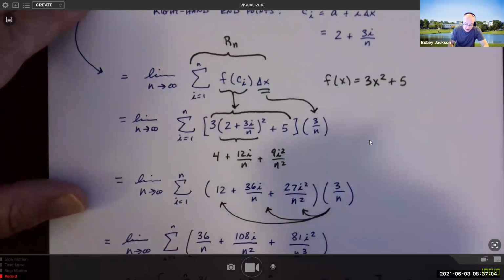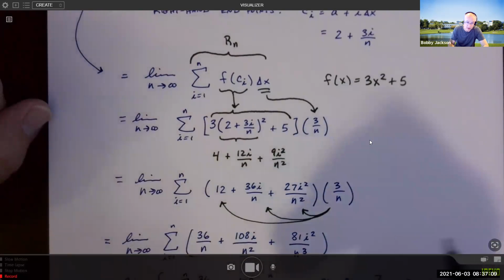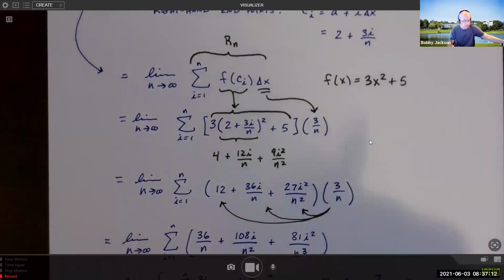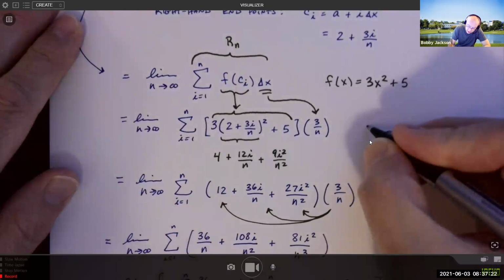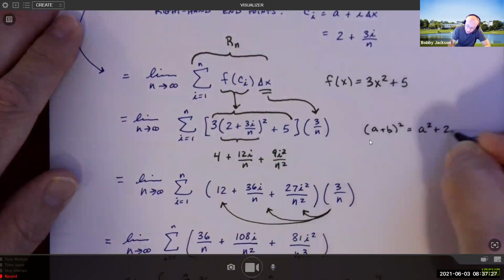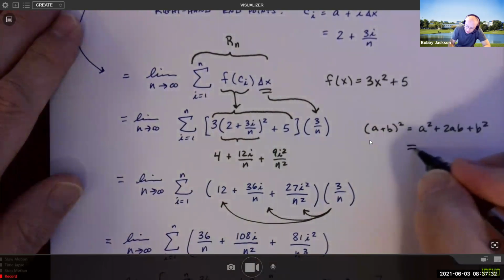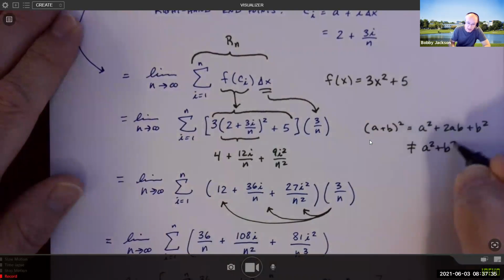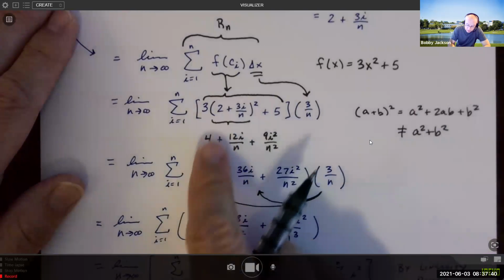So now we've got algebra to do, before we use our linearity properties for sums and then the power sum formulas. So first thing I do is I square 2 plus 3i over n. So be careful how to do that. Remember that a plus b squared is a squared plus 2ab plus b squared. So be real careful. It's not just simply a squared plus b squared, which a lot of students will do. That's bad algebra.